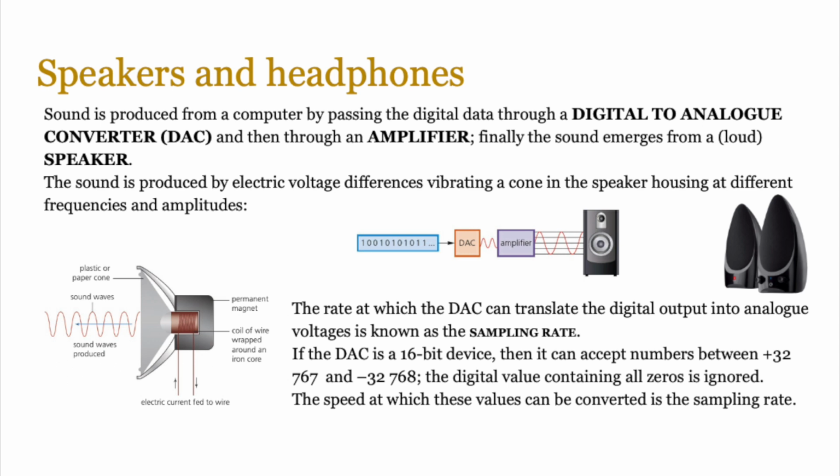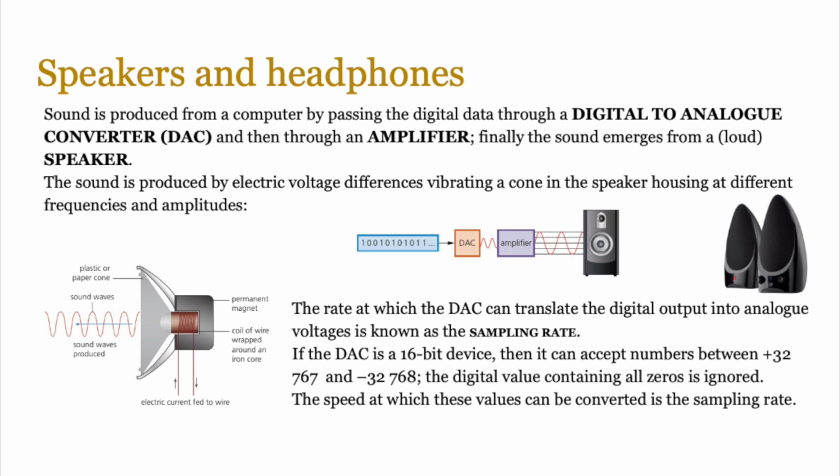Sound is produced from a computer by passing the digital data through a digital to analog converter and then through an amplifier. Finally, the sound emerges from a loudspeaker, and that's basically what the process is. Now, if you remember the input device, a microphone, vibration hits a diaphragm, which then moves a coil or a permanent magnet, which induces an electric current, which is then converted into a digital signal via an analog to digital converter. This process is the reverse of that.